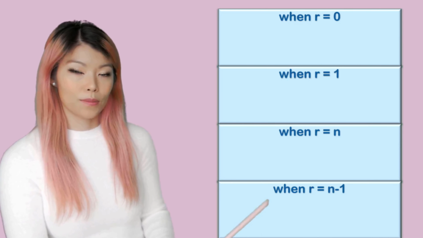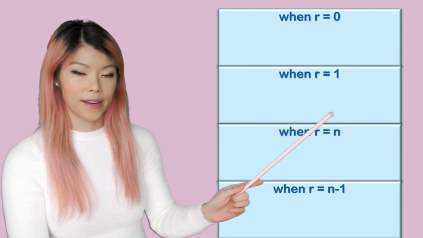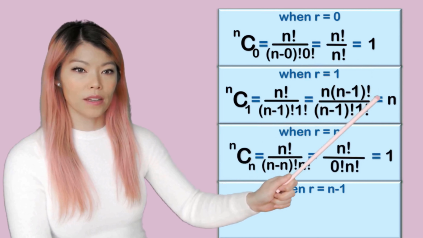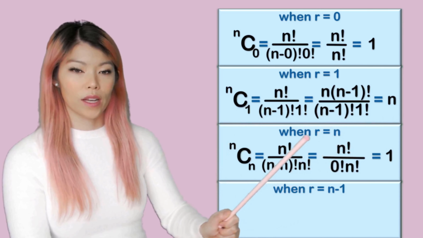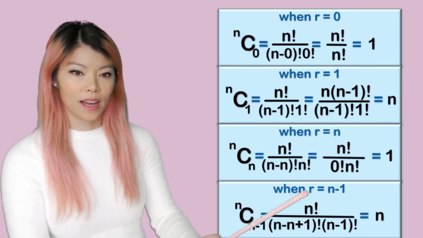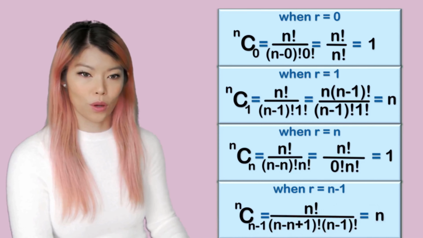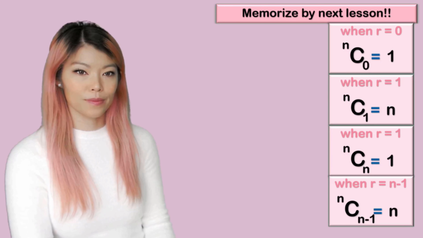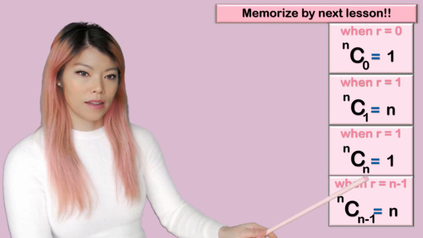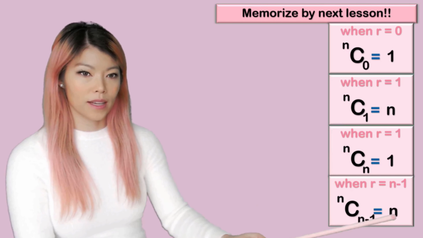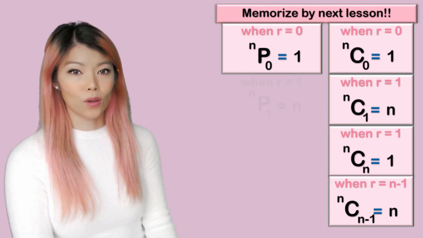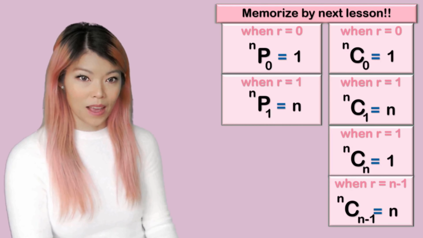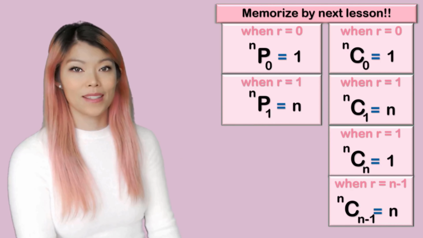So we can summarize this by looking at when r is 0, 1, n or n minus 1. And we can see that when r is 0, we obtain 1. When r is 1, we obtain n. When r is n, we obtain 1. And when r is n minus 1, we also obtain n. So memorize these 4. So the 0 and the n is 1, and the 1 and n minus 1 is n. And also memorize nP0, which was 1, and nP1, which was n. Memorize these 4, and I'll test you next time I see you.